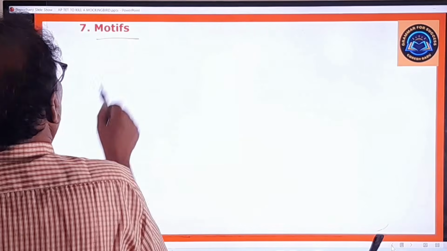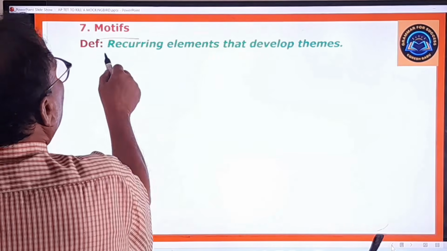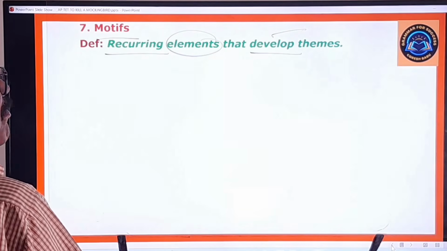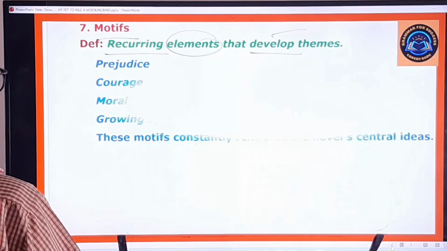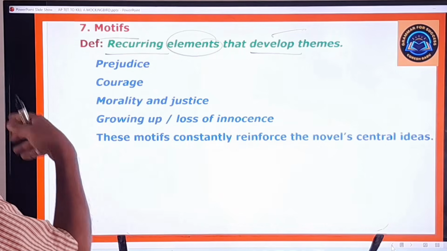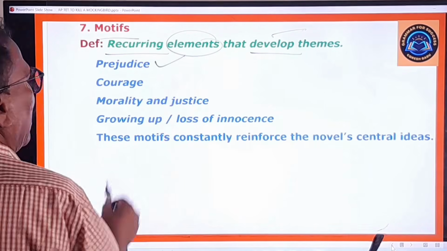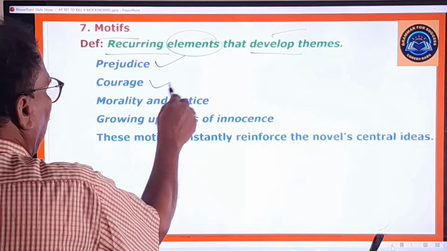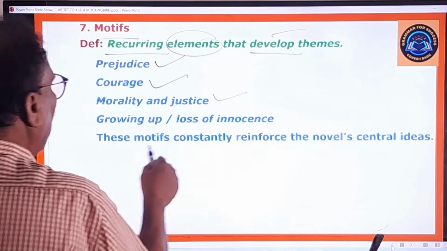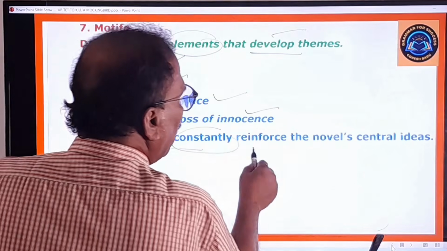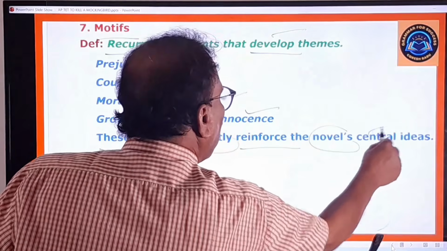Seventh one, motifs. What do you mean by motifs? Recurring elements that develop themes are called motifs. Recurring means coming again and again. What are the motifs that develop themes? Prejudice, that is the first point, and courage, morality and justice, growing up and loss of innocence. These motifs constantly reinforce the novel's central ideas.